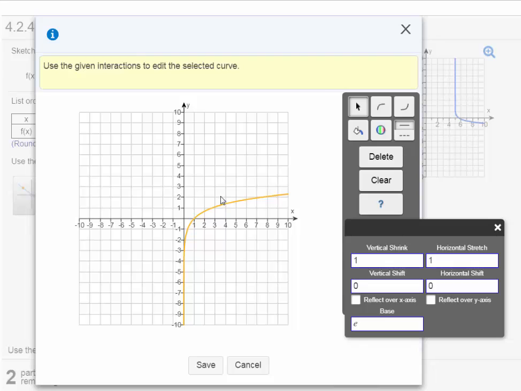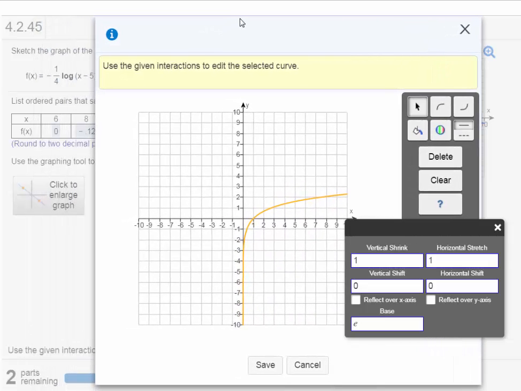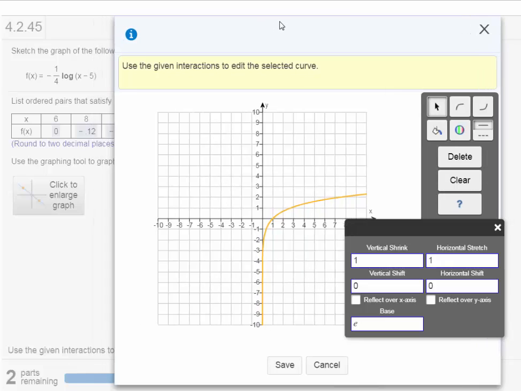It gives us this basic logarithmic function with a base of e. We want a base of 10. If you can recall, let me see if I can move this over so we can see the logarithmic function here in the back. Since there is no base written here, this is a common log, and that means that our base is 10. So where it says base, I'm going to click in there, backspace, and type in 10 for the base.